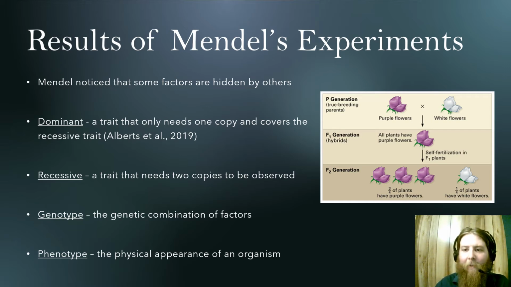Now we're going to talk a lot about genetics. So we're going to talk about phenotype and genotype. Genotype is the genetic combination of the factors, like what the actual DNA says, and phenotype is the physical appearance of the organism. And these can be similar but different.